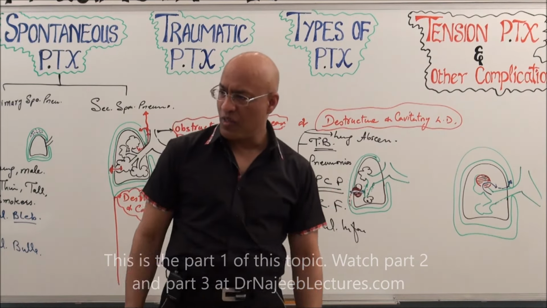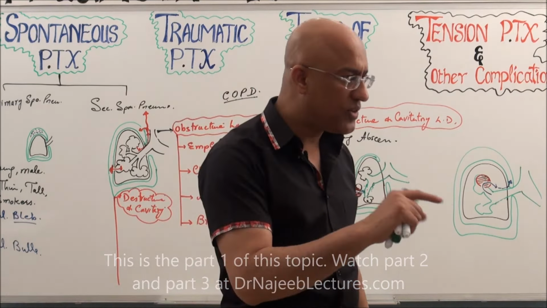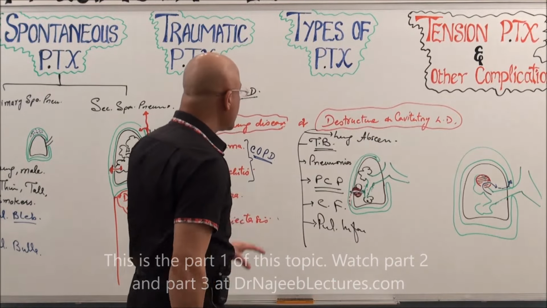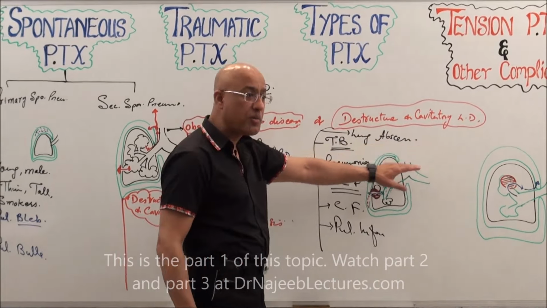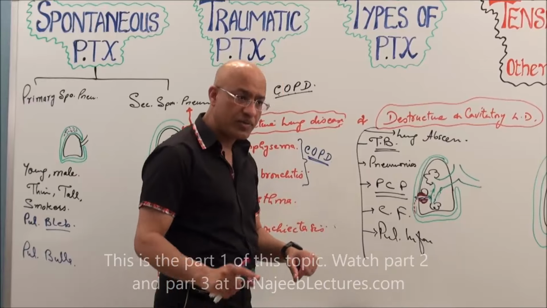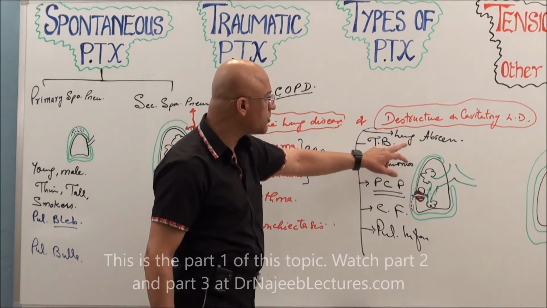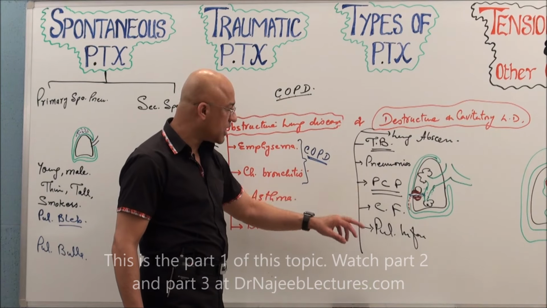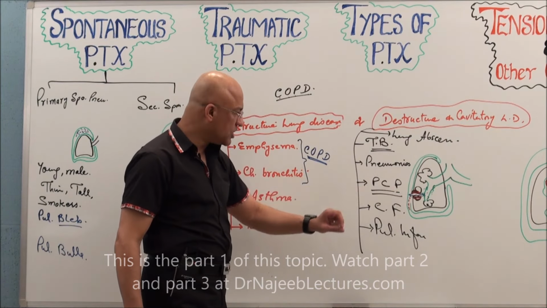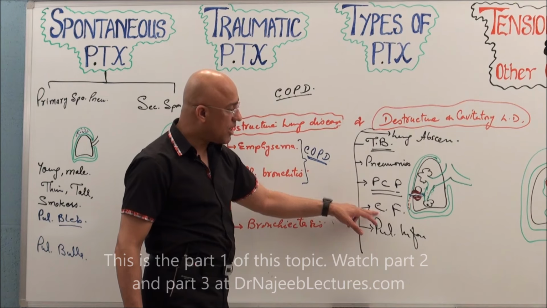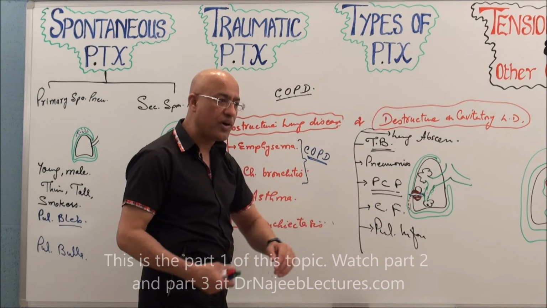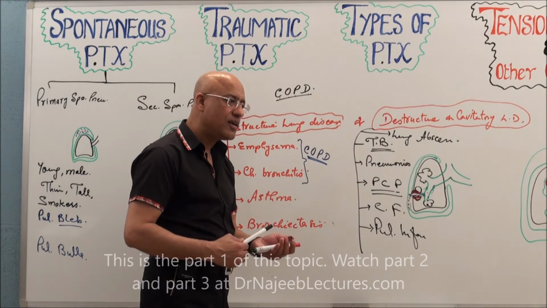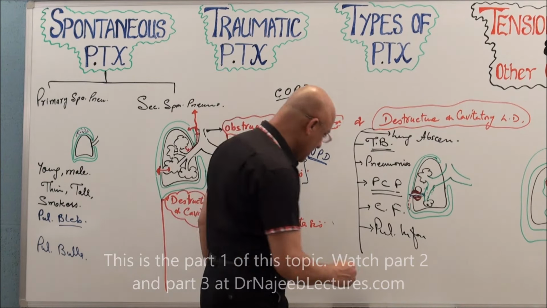What is it called? Bronchopleural fistula, right? So many cavitative or destructive lesions may produce bronchopleural fistulas. So we are talking about lung abscess, tuberculosis, pneumonia, pneumocystis pneumonia. Its name is changed now. Cystic fibrosis, pulmonary infarction, then yes, carcinoma.